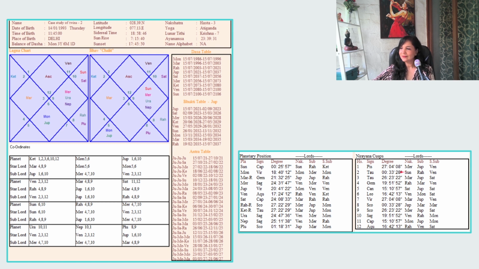So first one, first house cusp. See, this is Pisces, Mercury, Jupiter. So Jupiter is in Moon star, and so self is linked with fifth house. So that is creativity, past life good deeds, intelligence. And then sixth house, good in service, competitive.